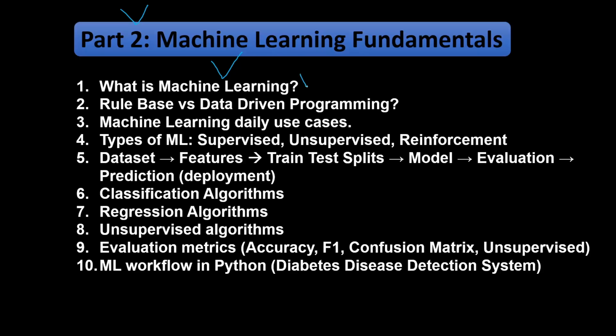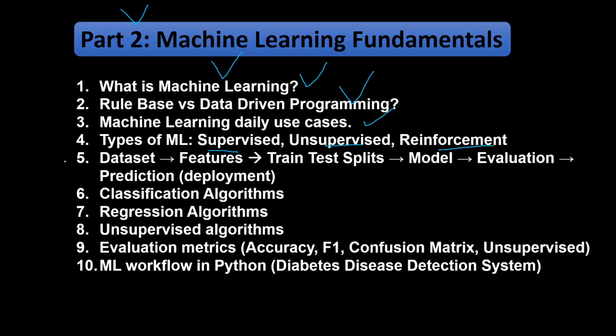So we will discuss what is machine learning, then we will see the difference between rule-based versus data-driven programming, then we will discuss machine learning real-world applications, and then we will explore different types of machine learning such as supervised learning, unsupervised learning, and reinforcement learning. Because before implementing machine learning, you need to understand the different types of machine learning, because without understanding ML types, you will not be able to implement a machine learning project.